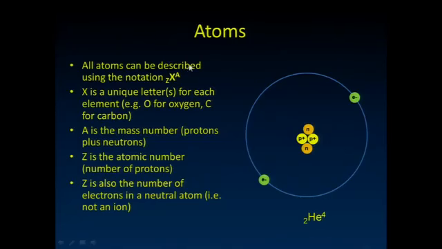So all atoms can be described using this notation. We're all familiar with it. X is a unique letter, O for oxygen, C for carbon, or sometimes a couple of letters for some of the elements. A is the atomic mass number, the number of protons plus the number of neutrons. It also happens to be the number of grams per mole that atom would weigh. Z is the atomic number. It's the number of protons, and of course in a neutral atom it's also the number of electrons.